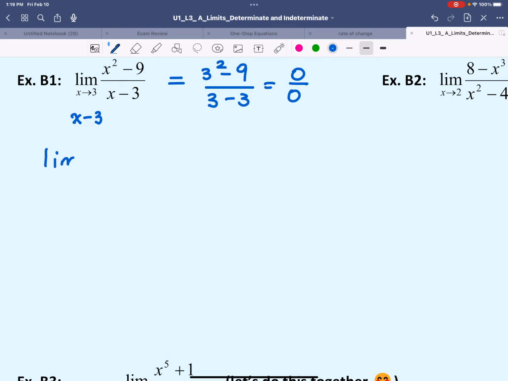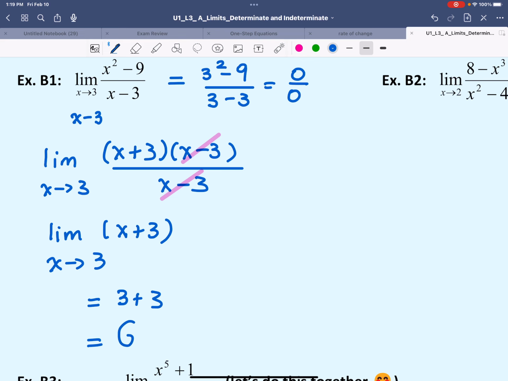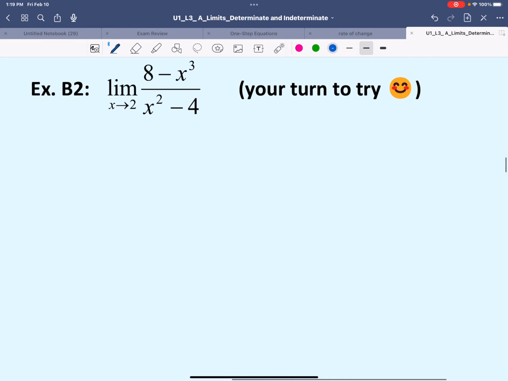So if you factor the numerator, then we'll have x plus 3 times x minus 3, that's a difference of squares, divided by x minus 3. Now we see that we have the same factor, which simplifies to x plus 3. So it helps the function simplify to x plus 3. And now if you substitute x by 3, we have 3 plus 3, which means that the limit equals 6. So let's take a look at another example. Try to do this on your own, if possible.